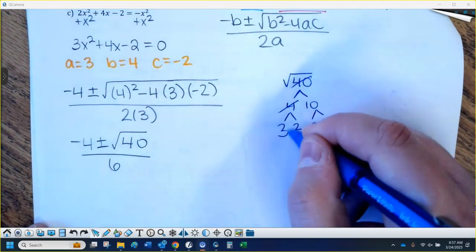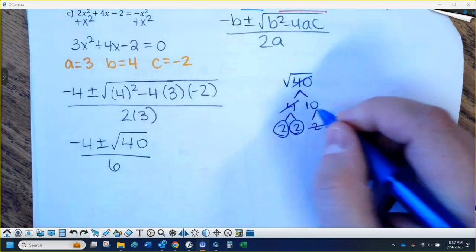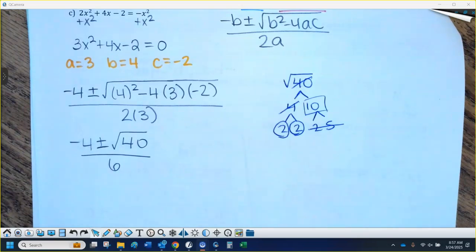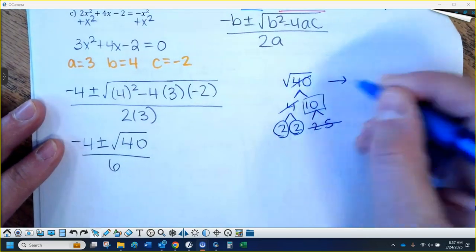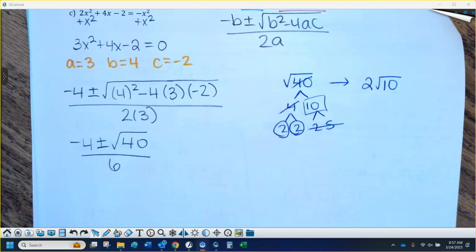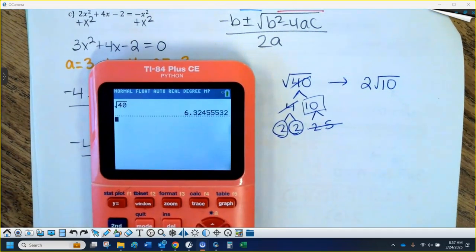Now, you have a pair of 2s. I did not get any other pairs from that 2 and 5, so I would just put those back together. So 10 is going to stay under the square root, and 10 does not break down under a square root. So the square root of 40 is equal to 2 times the square root of 10, right? I'll show you on my calculator real quick. If I did square root of 40, and I did 2 times the square root of 10, same garbage decimal, so those are equivalent.